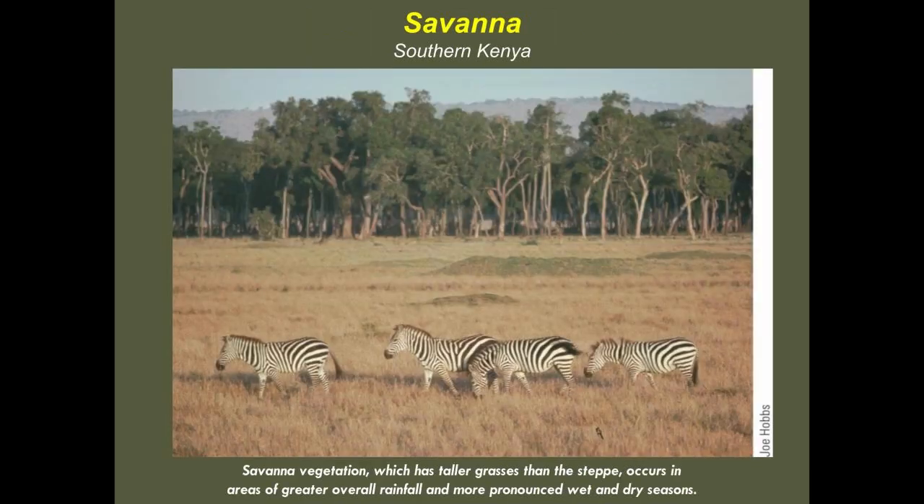This savanna example from southern Kenya gives you a good example of animal wildlife. In this case, we have zebras, right? Savanna vegetation, which has taller grass than a steppe, occurs in areas of greater overall rainfall and more pronounced wet and dry seasons. There is a perfect example of the differences between these biomes. They have noteworthy examples where you can distinguish them. Not all biomes, even though they may look similar, are similar.